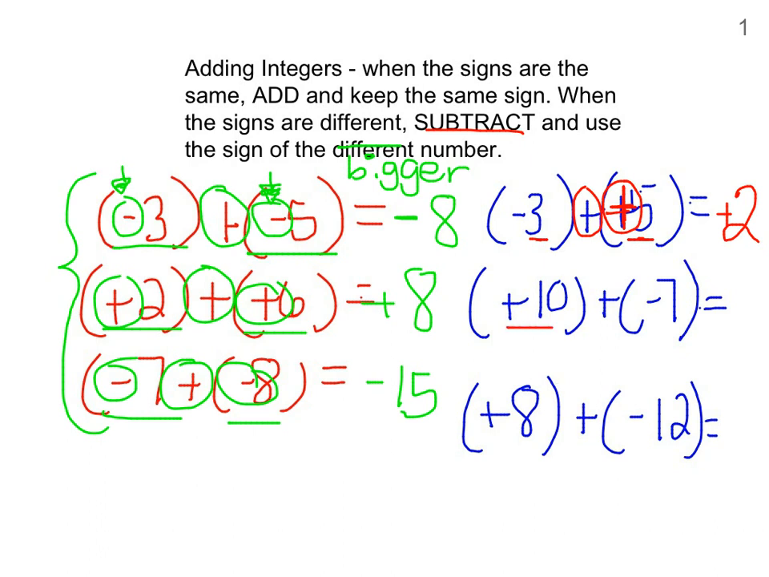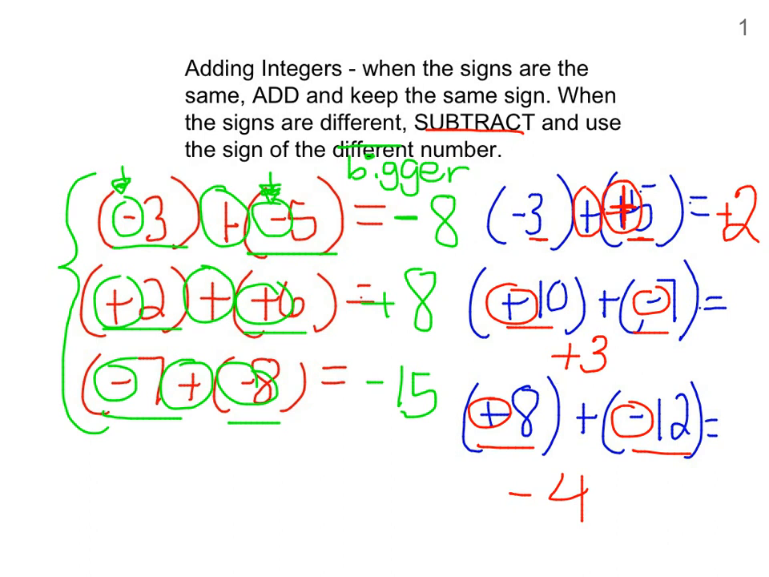Here we have a +10 and a -7. Again, their signs are different, positive and negative, and 10 minus 7 is 3. 10 is bigger than 7, so we use 10's sign. Down here we have a +8 plus a -12. Again, signs are different, so we subtract, which is 4. 12 is bigger than 8, so we use 12's sign.